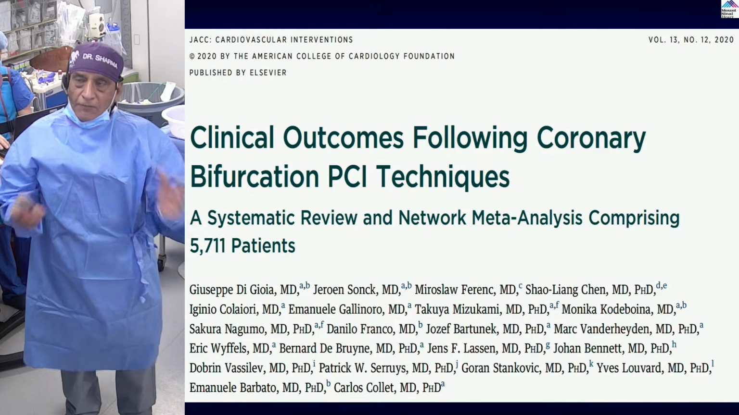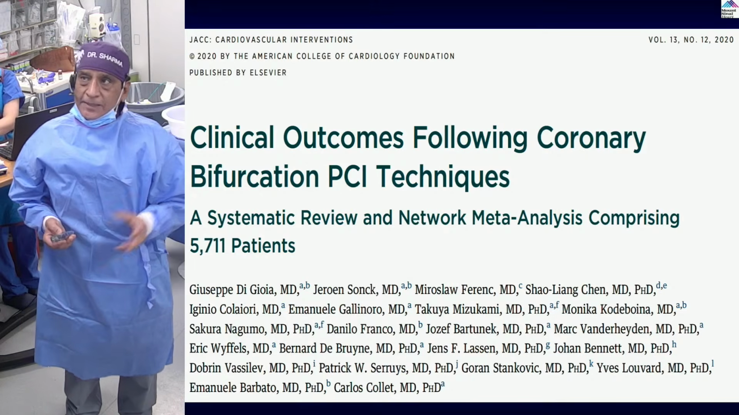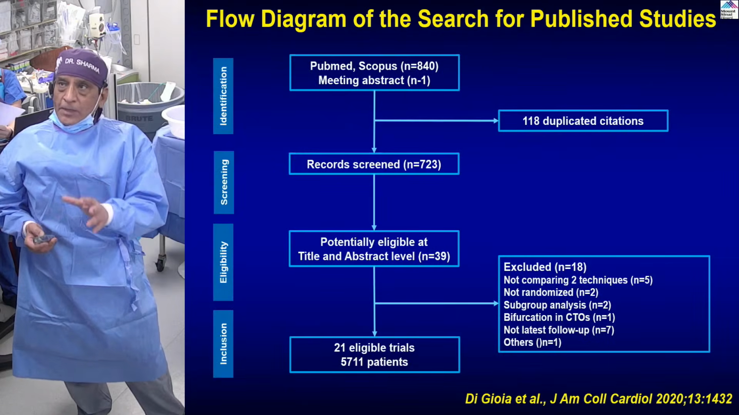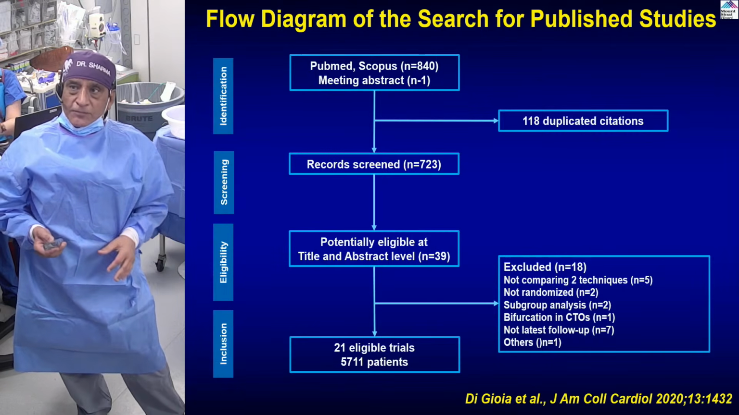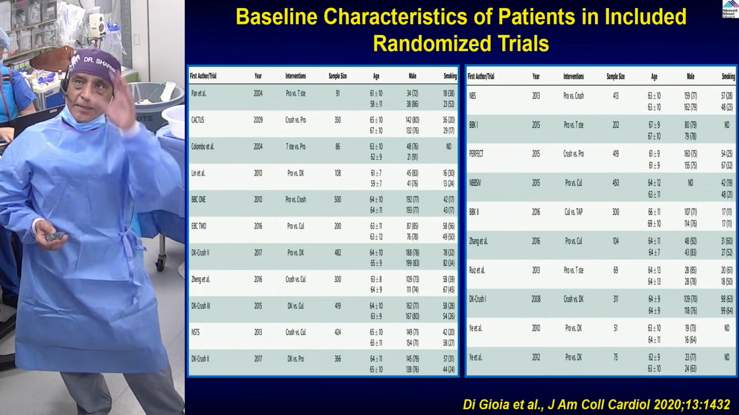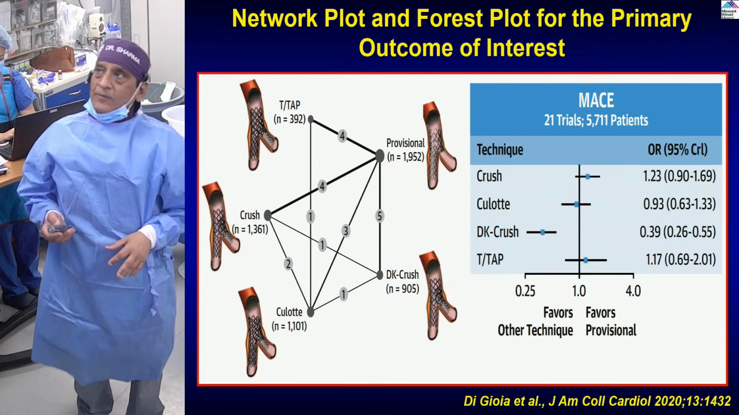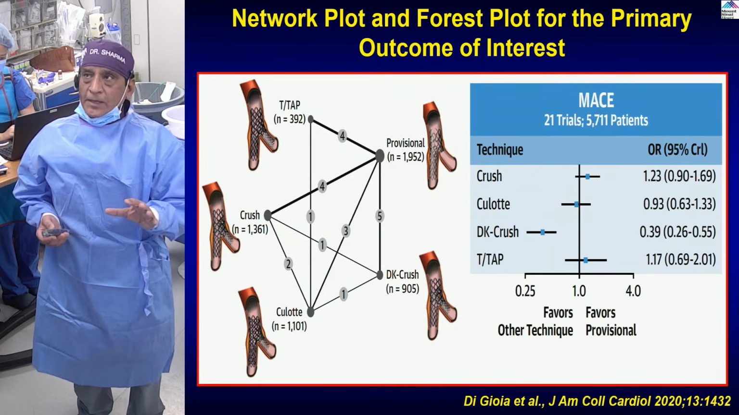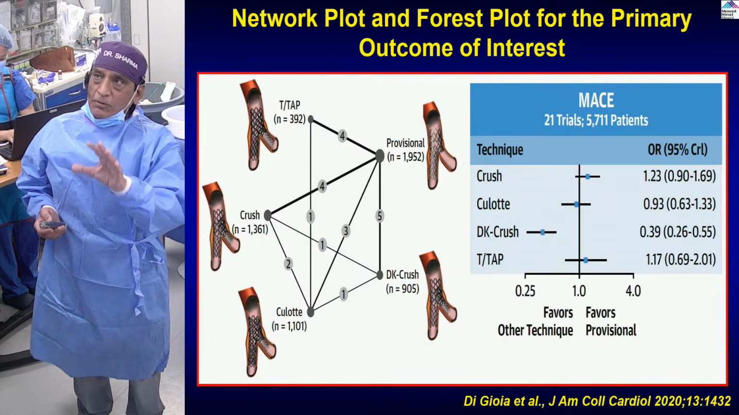Now, of the various stenting techniques, there is a meta-analysis just published about which one gives the better outcome. Of the 21 eligible trials, these are the various trial names, their follow-up, and their size. They are looking at four techniques: crush, culotte, DK crush, or T and protrusion (TAP). So, crush, culotte, DK crush, and TAP.